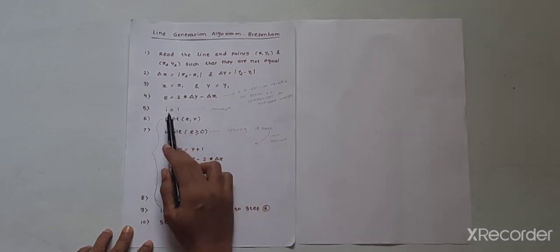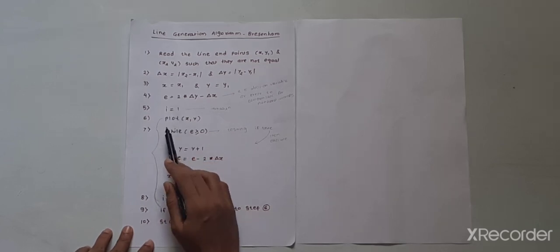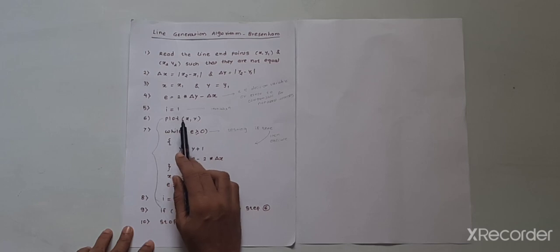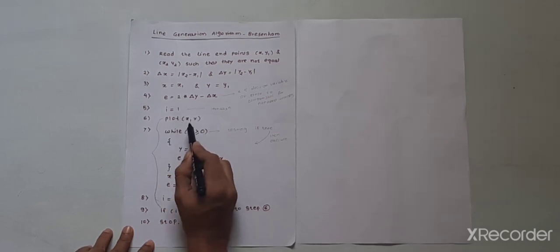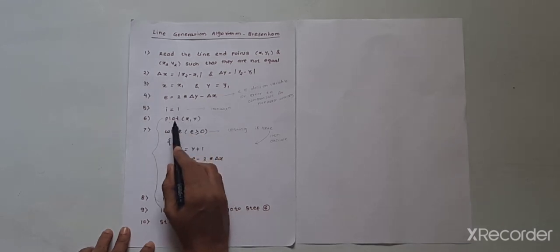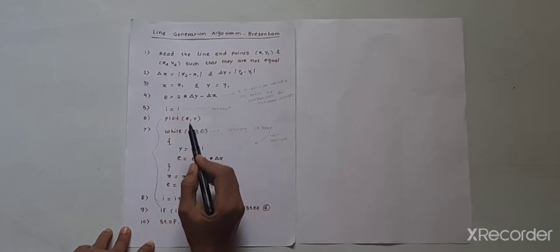So, what is that loop? First one is the initialization of your I value. That means I is equal to 1. Aim is that we want to plot a given line. So according to those, there is a need to identify the values of x and y every time. So first initially plot x and y, which we have defined here within step number 3.